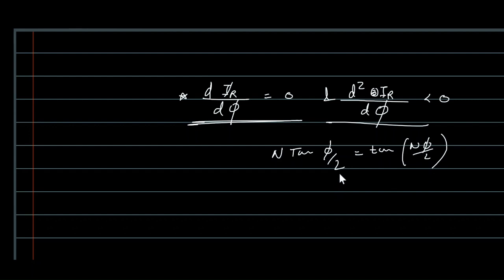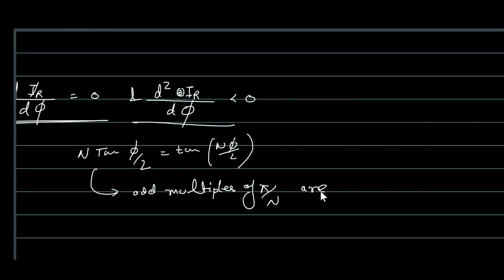Now the equation has to be solved numerically. However, for large n, the solutions of phi are generally very close to the odd multiples of pi by n, excluding the values where phi is 2 pi and plus minus pi by n, because these values will be lying well within the primary maxima region. So basically the odd multiples of pi by n are a solution. This is the deduction we can make about these solutions.